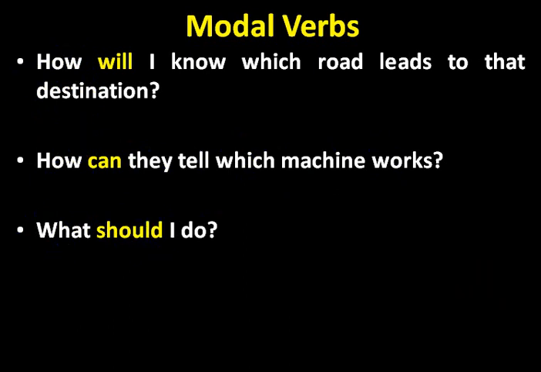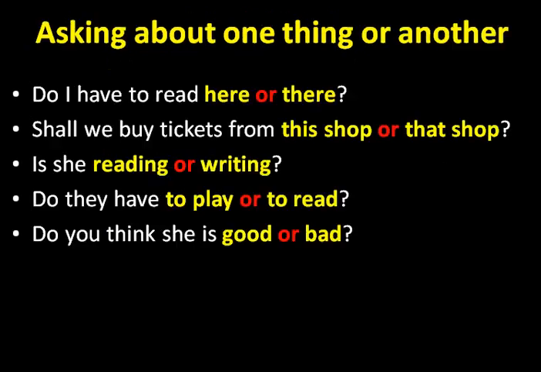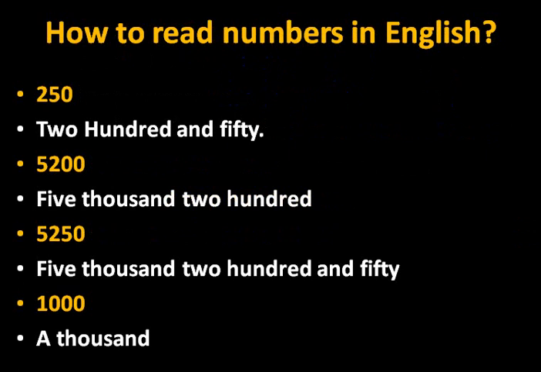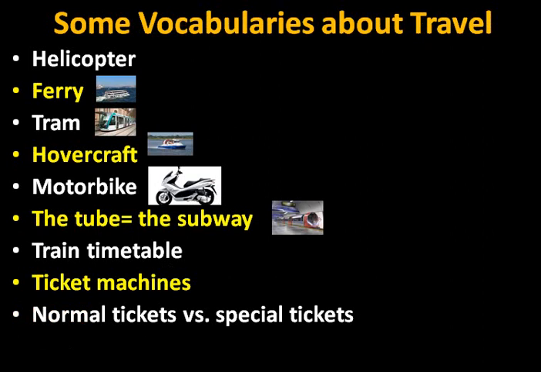Okay, so we finished with the question. Then we took some notes about how to connect things by using connectors, and here we said there are two sides of the connector, which should be parallel. And then we took how to read certain numbers in English, and finally we talked about some vocabulary about travel. All these pieces of information are available in your book.